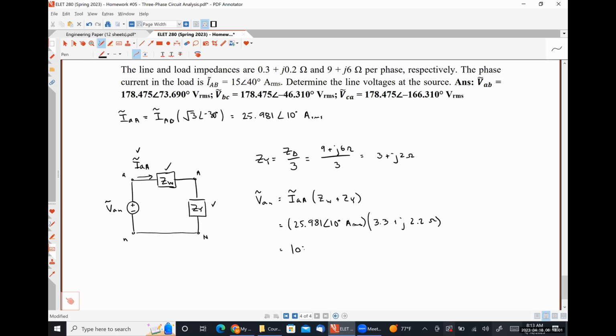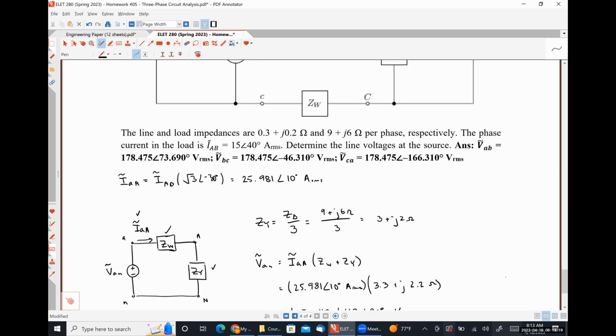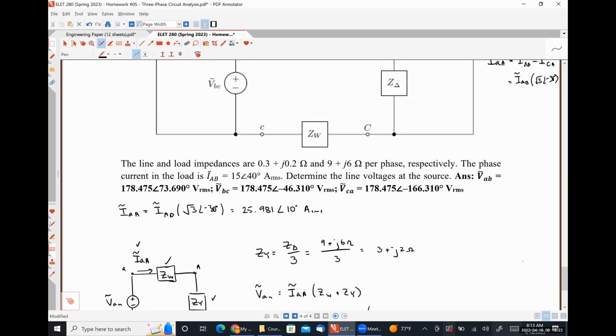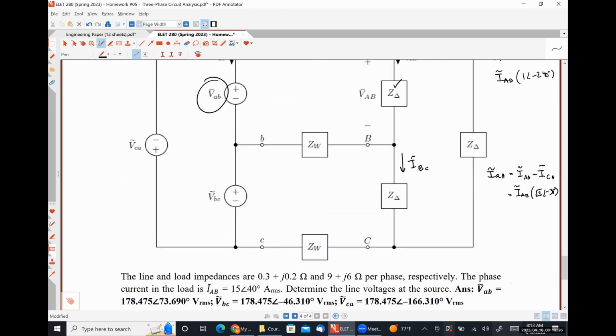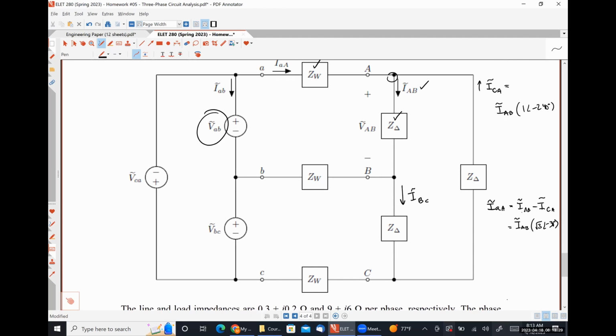Which I get to be 103.042 with an angle of 43.690 degrees volts RMS. And now we're ready to figure out our line voltages in our source, because of the same thing. So how do I go from VAN to VAB? Multiply by √3 angle 30 degrees.